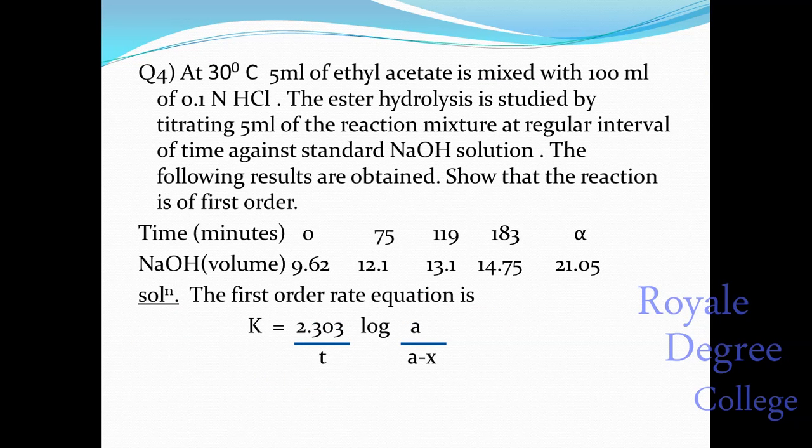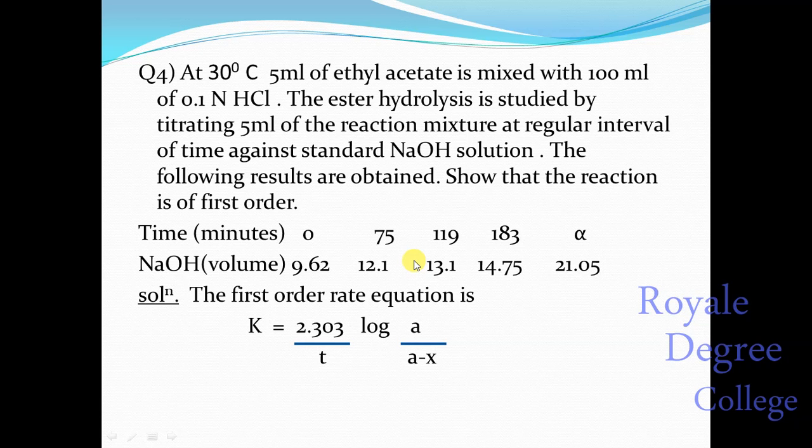Next problem we'll see, girls. That is our fourth problem. At 30 degrees centigrade, 5 ml of ethyl acetate is mixed with 100 ml of 0.1 N HCl. The ester hydrolysis is studied by titrating 5 ml of the reaction mixture at regular intervals of time against standard sodium hydroxide solution. The following results are obtained. Show that the reaction is of first order.